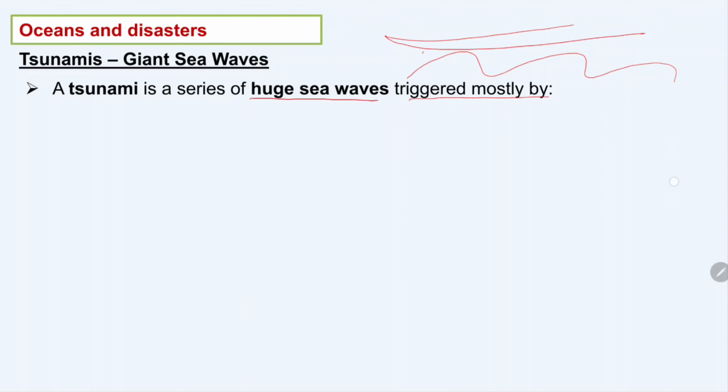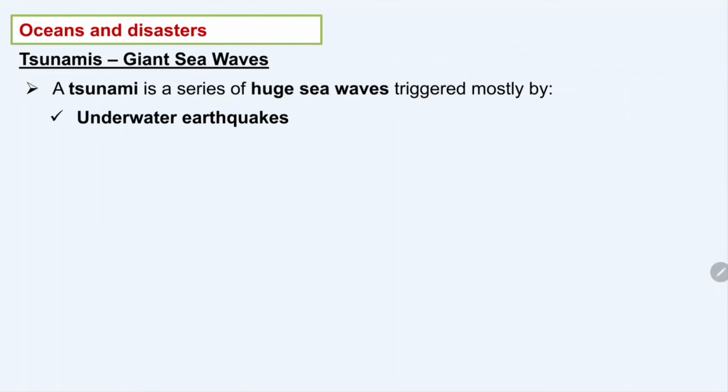Okay, triggered mostly by what? Let us see here, underwater earthquake. So if there is an earthquake underwater, then what will happen? These waves will become very large, and they can travel thousands and thousands of kilometers within seconds. So that is why they are very much dangerous. And volcanic eruption, if there is a volcanic eruption, these sea waves become very large.